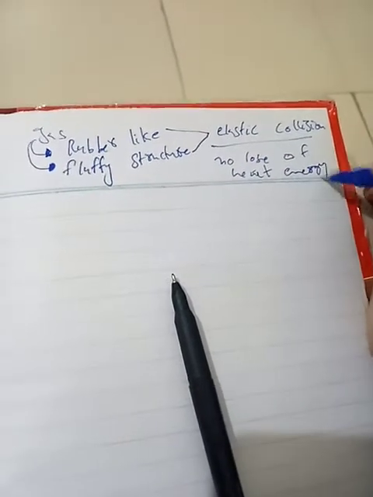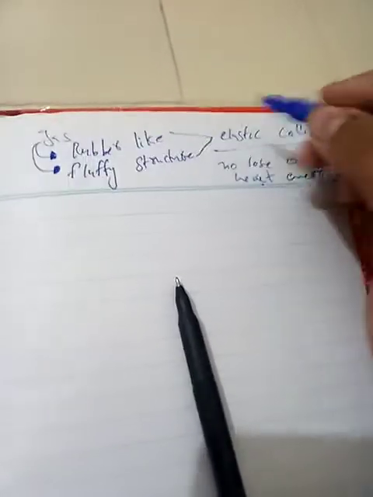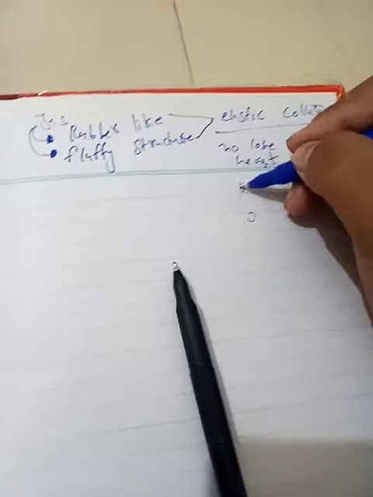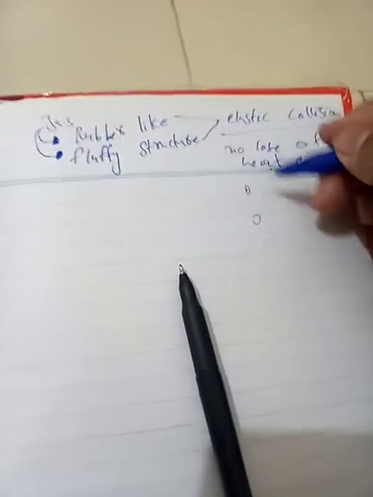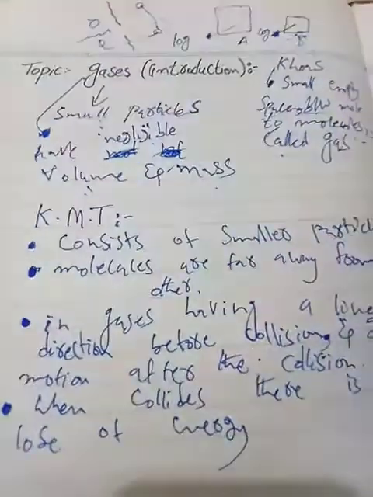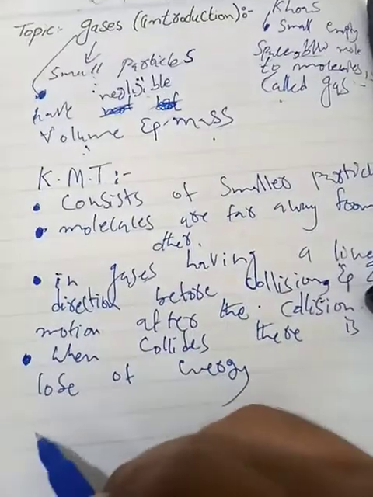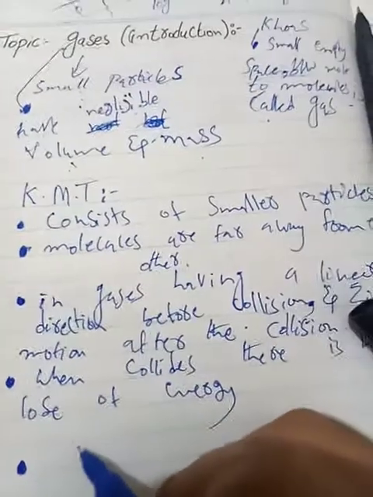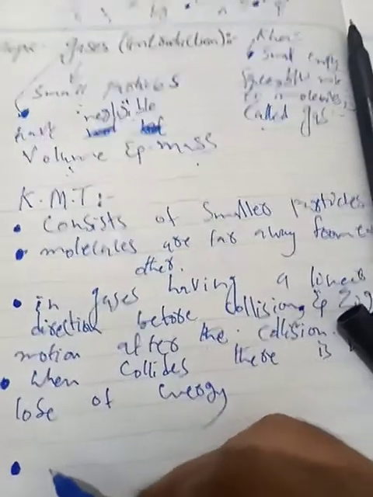Why have I written heat energy here? Because if molecules collide, there will be heat, not another form of energy. So that's why I have written that there will be no loss of heat energy when an elastic collision occurs. Let's look at one more thing: how are we going to take the distance of a gas molecule?